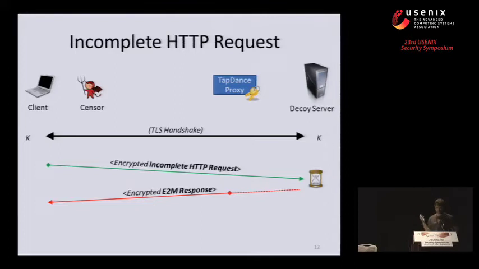But if we send this incomplete HTTP request to a decoy server, what it's going to do is basically just wait for the rest of this request. It's going to say, OK, I've received part of this request. I'm just going to maybe acknowledge it at the TCP layer and wait for the rest of the data to come. At this point, the TapDance proxy can see this request and respond with its own response, and it will be the only response back to the client.